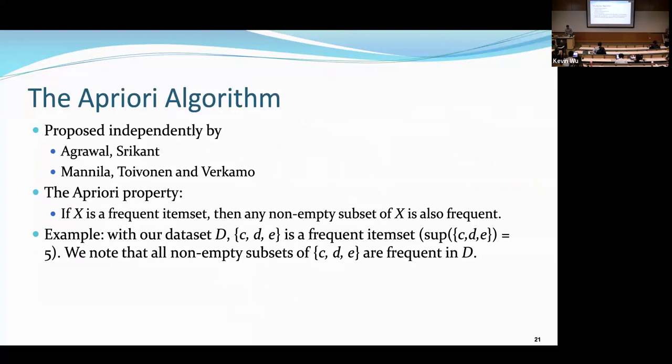Okay, so the Apriori algorithm was proposed, interestingly, independently by 2 research groups. All right, and these are the leaders of the 2 groups. The algorithm that they proposed is based on what we call the Apriori property. And the Apriori property says that if X is a frequent item set, then any non-empty subset of X has to be frequent as well. All right. So here's an example. Let us consider data set D.